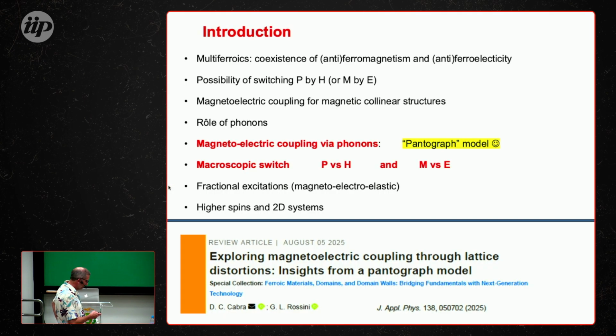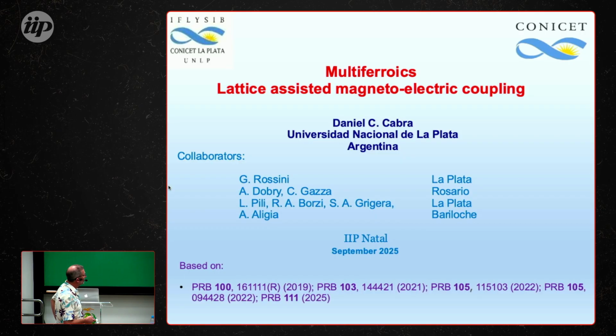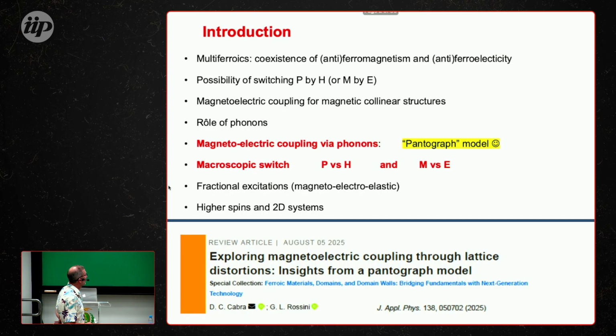Okay, so what I'm going to talk about is contained in the title. So it's a model that connects the magnetic and the electric degrees of freedom via the lattice. Okay, and this is what I'm going to describe in detail.